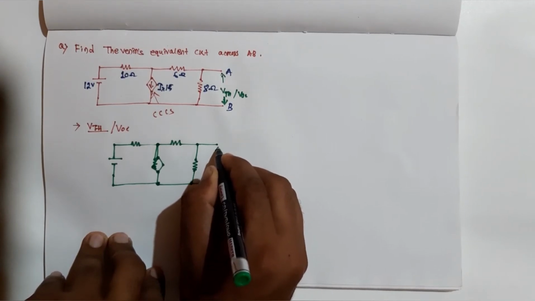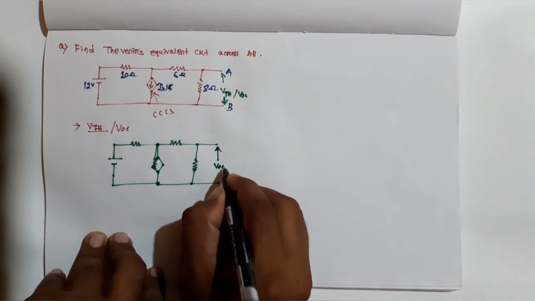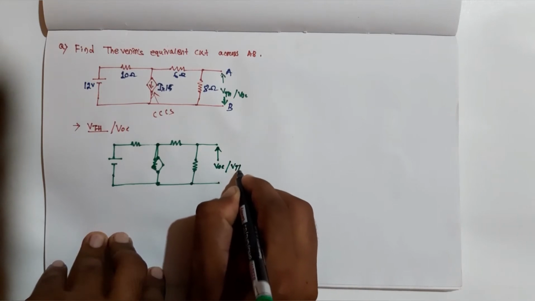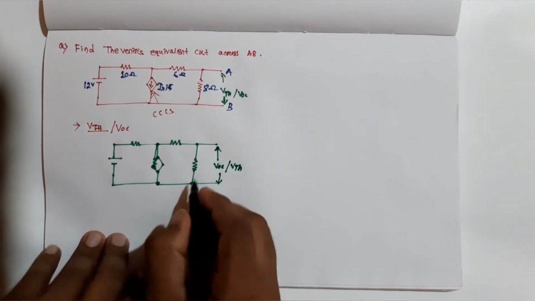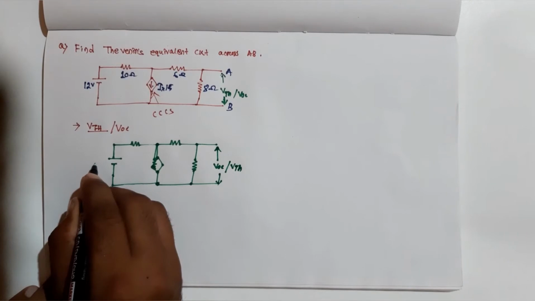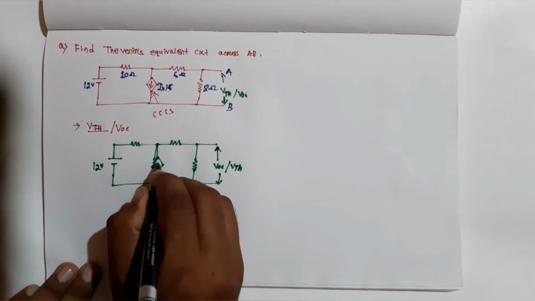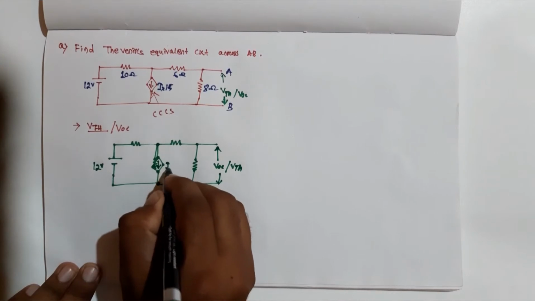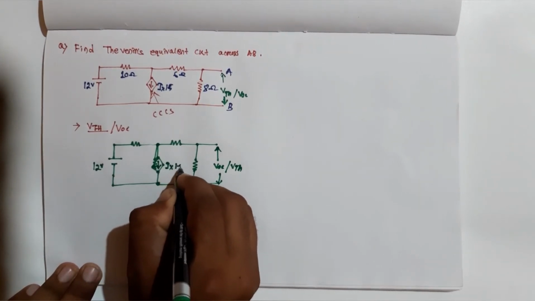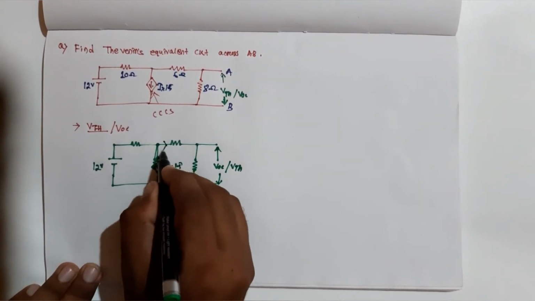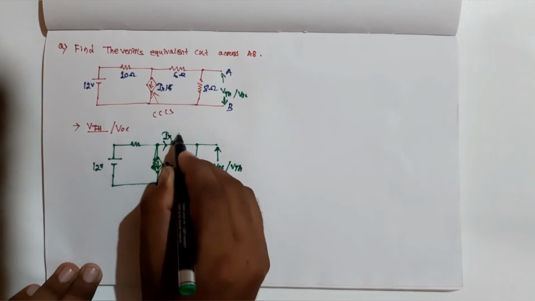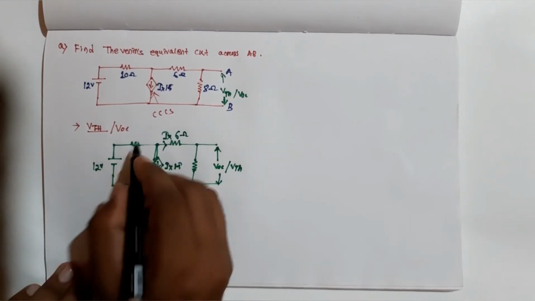This is to find the open circuit voltage, or VTH. This is 12 volt. This is Ix, with gain 1.5. This current depends on this branch, the 6 ohm branch. Here is 10 ohm.